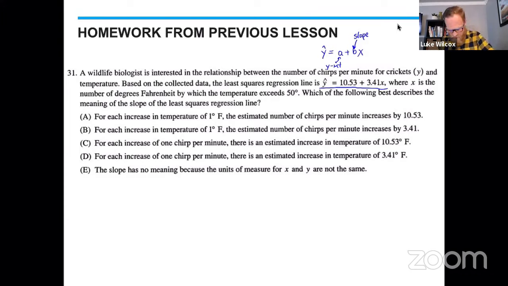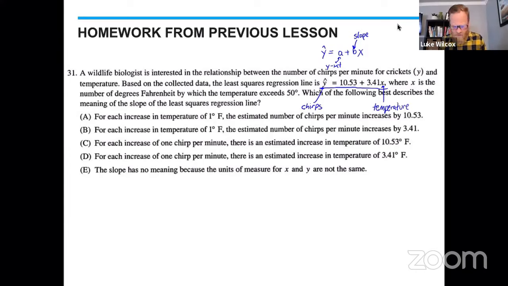Now, I think it's also important to note right now what the variables X and Y represent in this context. And so they've told us already that this Y variable represents the number of chirps for the cricket, and the X variable is the number of degrees Fahrenheit by which the temperature exceeds 50 degrees. So this is a certain measure of temperature. So we're going to have to know that X is temperature, which is the explanatory variable, and Y is chirps, which is our response variable.